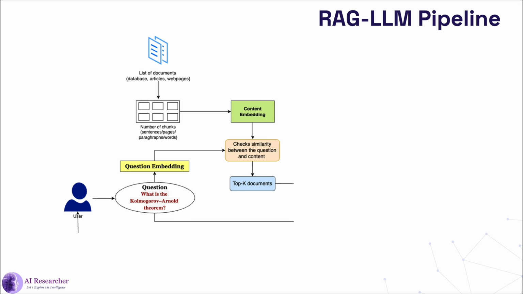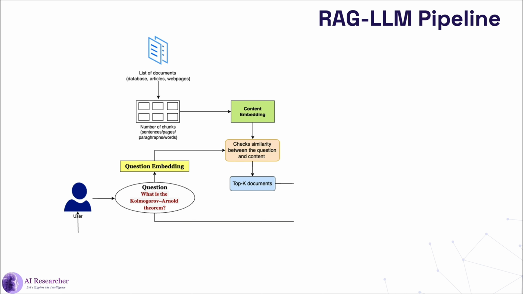Now we have two things. One is a question embedding and the second is a content embedding. We have to do the similarity check between the question and the content embeddings. What is that? The system checks the similarity between the question vector and the vector of the document to find the top k relevant documents or information, which means the chunks with the highest similarity score to answer the question.